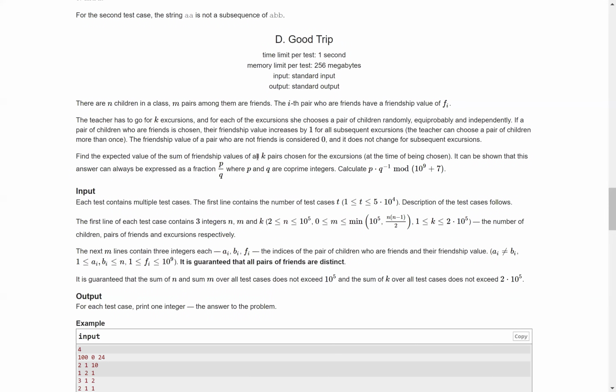like for all the possible pairs which could have been chosen, all the possible combinations of the k pairs. Among all of them, we have to find out the expected value, where every pair can be chosen equiprobably, randomly, and independently. It doesn't matter which was the last pair chosen, the pair can be anything, and the pairs can repeat.